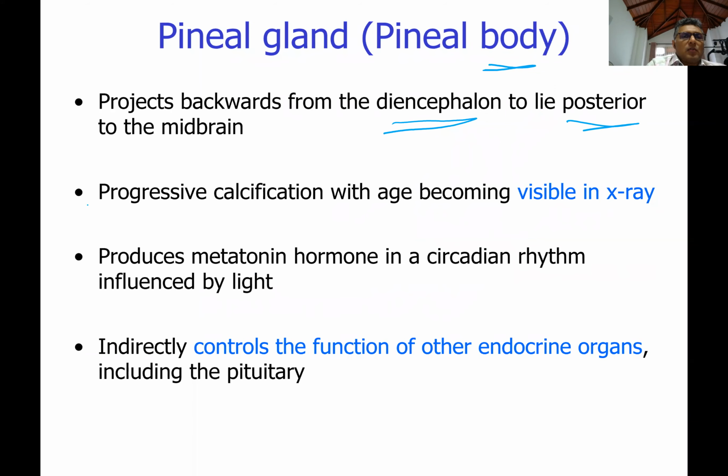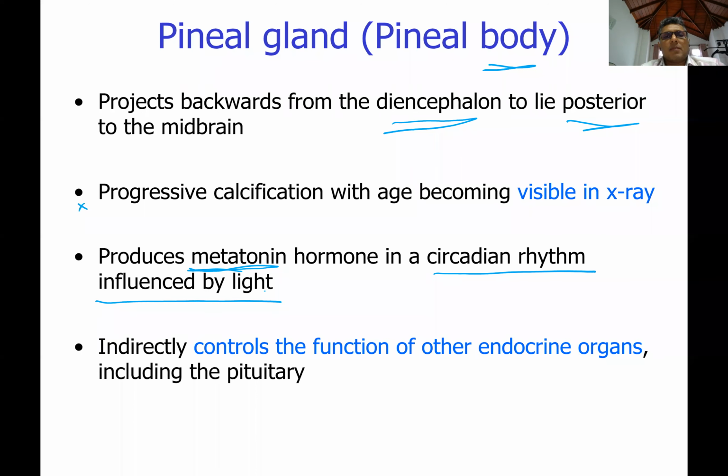Now it produces a hormone called melatonin, which is important in maintaining the circadian rhythm influenced by light. So when you get jet lag and all, it has got to do something with melatonin secretion, because the pineal gland responds to the day and night cycles and releases melatonin, and all other endocrine glands, including the pituitary gland, are under the influence of melatonin. So in that sense, the pineal gland is even above the pituitary gland, even though it does not produce many hormones.